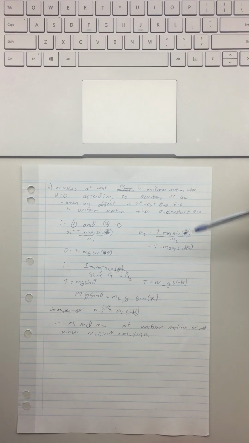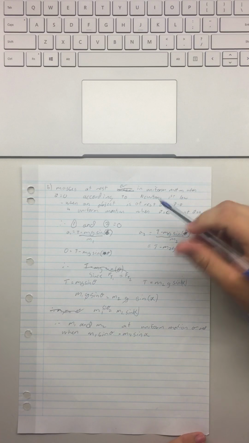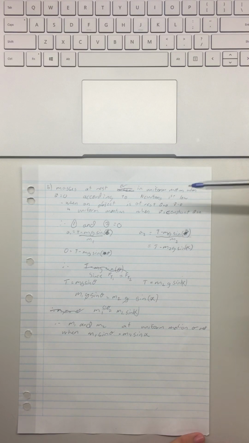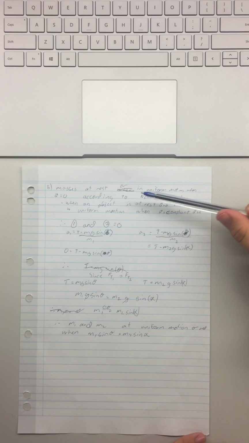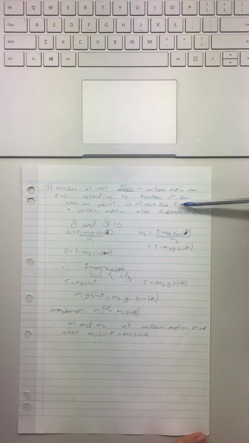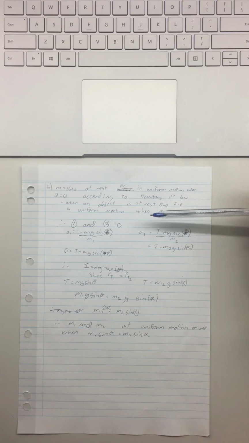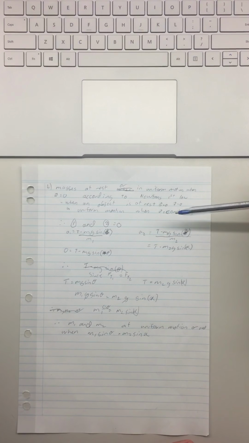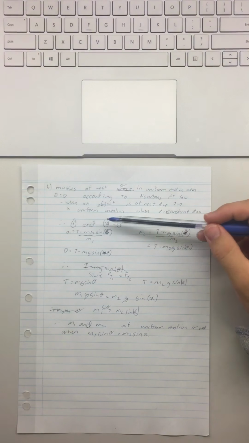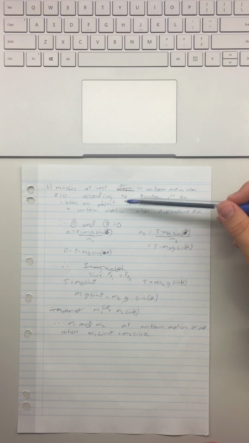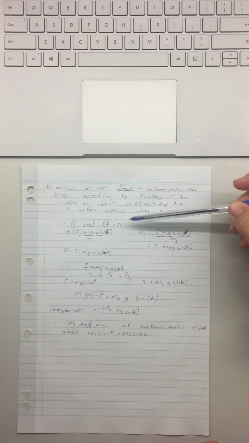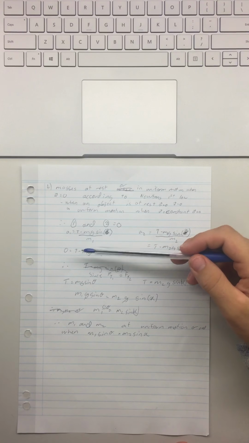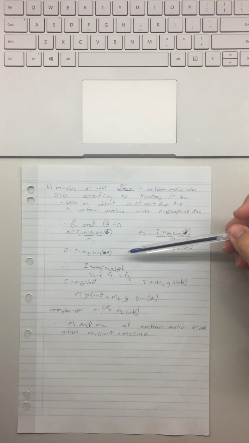Now, for part B, we're asked to determine the condition for which the masses are at rest or in uniform motion. The masses are at rest or in uniform motion when our acceleration is equal to 0, according to Newton's first law. When an object is at rest, acceleration equals 0 and velocity equals 0. For uniform motion, acceleration is still 0, but our velocity is constant. Therefore, we can take our equations 1 and 2 and let them equal 0, as they're both acceleration.